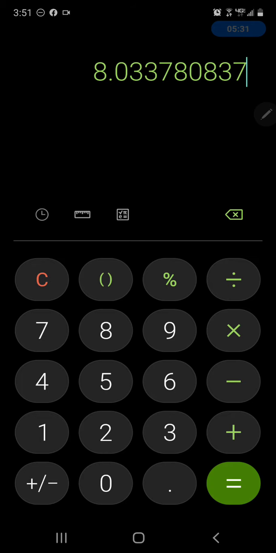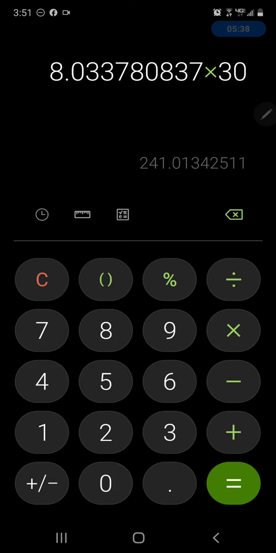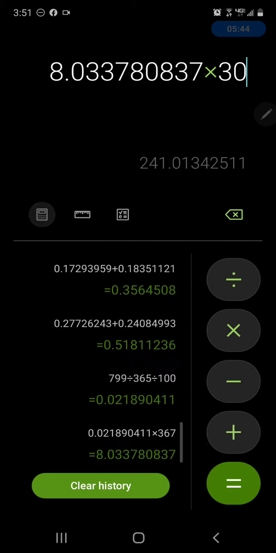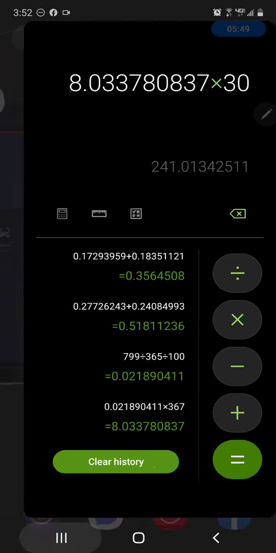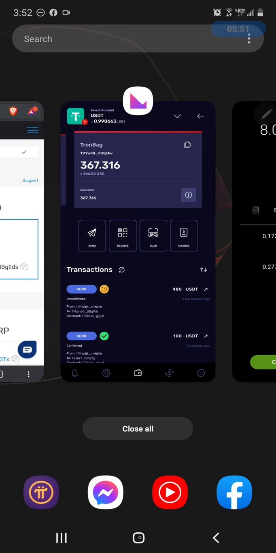367. So we'll be earning about $8 a day times 30 days, about $241 overall. Now we would be compounding that every day. So if you think about it, just for example, there was a website that allowed you to compound daily. Let me see if I can find it.